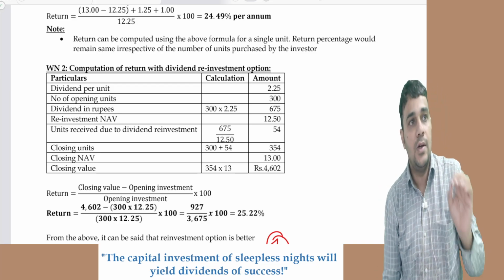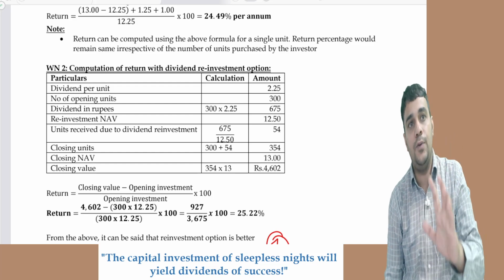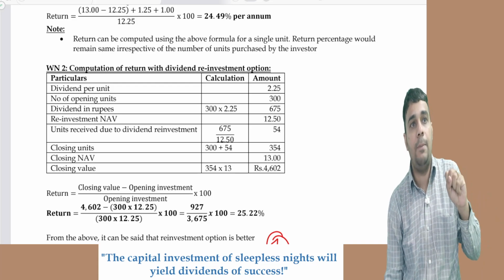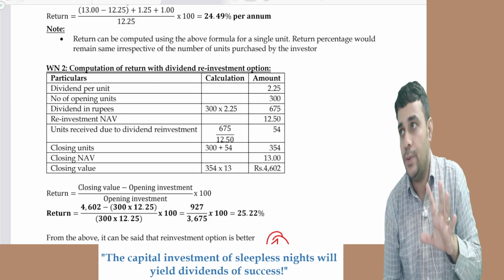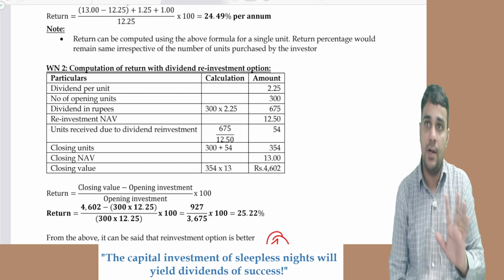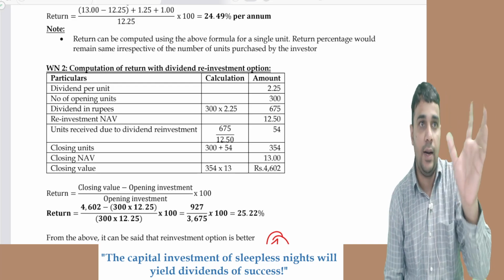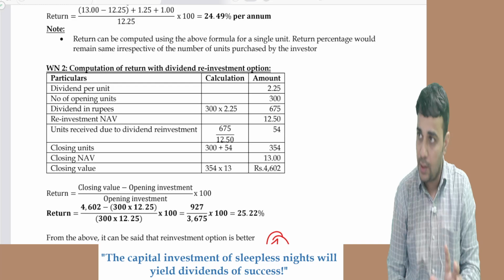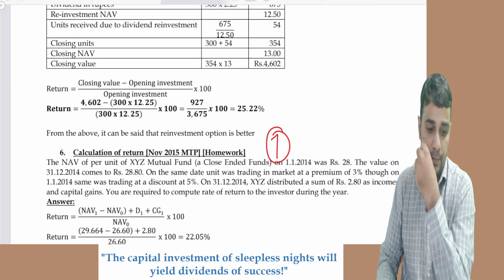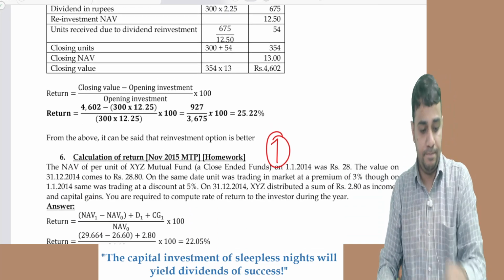Any doubts on this? So what is reinvestment? I don't give you money. I gave money, took it back immediately and gave you extra units. Clear? Any doubts? Formula application will not work. That is, your NAV1 minus NAV0 formula will not work, so you have to do it in this manner. Any doubts here? Okay.